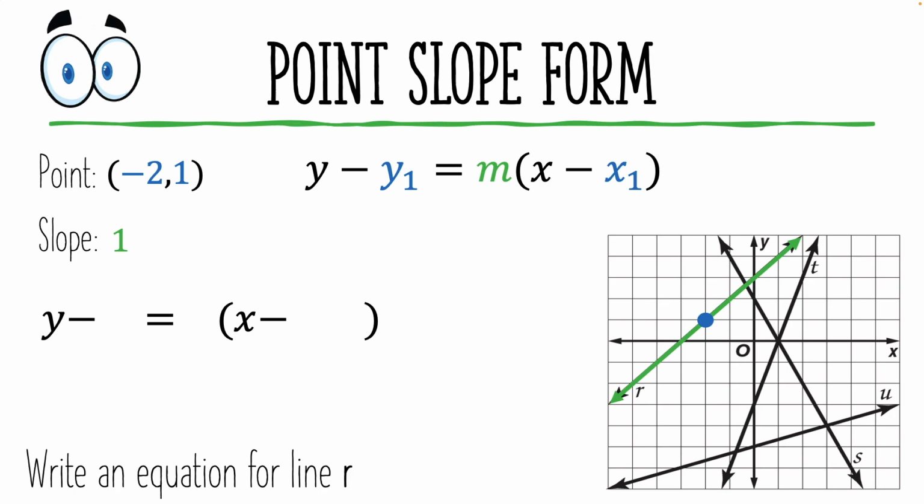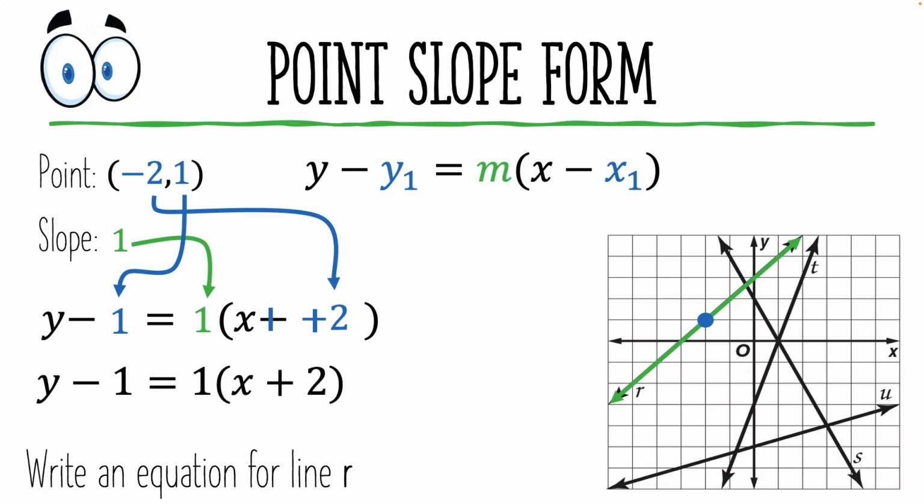So let's put the point in first. The x value, -2, goes in the x section, and the y goes in the y section. Then the slope goes right at the front of those parentheses. Now we can clean that up a little bit. If you subtract a negative, that's the same as adding. So really this equation is y minus 1 equals 1 times the quantity x plus 2. And that 1 in front of the parentheses, you can leave it there if you want, or you don't have to write it.